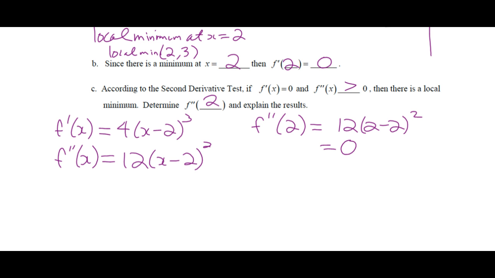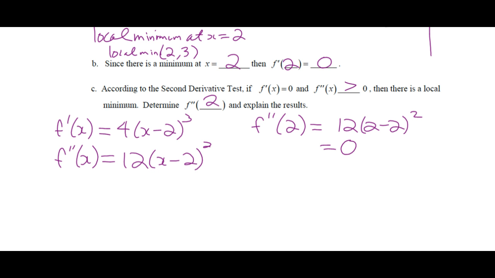Darn you, second derivative test. Apparently you don't work both ways. Just because you have a minimum does not mean that the second derivative will necessarily match up with what you think. If it's a minimum, then the second derivative should be 0. It's not. So in this case, the second derivative test is inconclusive.